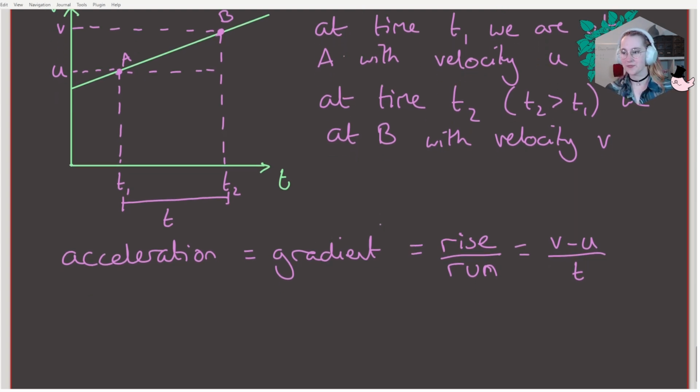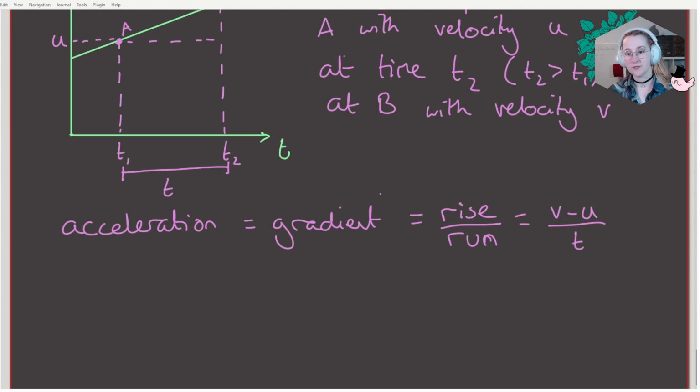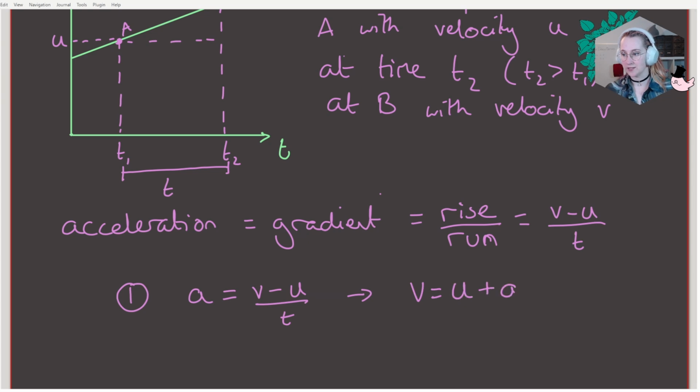This is just convention. So that gives us our first equation. a equals v minus u over t, which is more commonly written if we rearrange this and multiply everything by t and then move over, we get v equals u plus at. So I've multiplied that by t, and then I've taken that u over to the other side and written it this way. So that is our first equation that we care about.